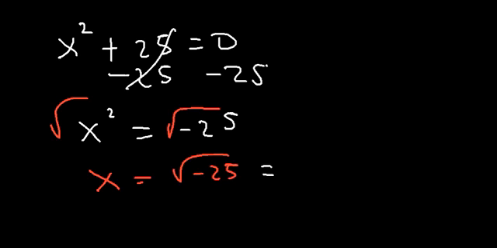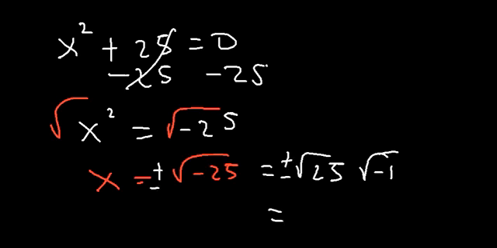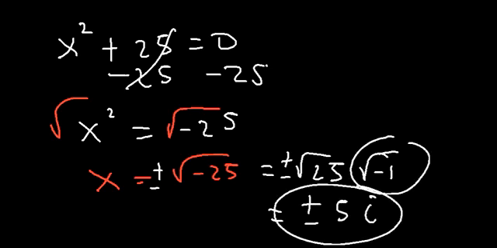Now square root of negative 25 is the same as root 25 times root negative 1, because 25 times negative 1 is negative 25. And you also get plus and minus, by the way. So the square root of 25 is 5, and the square root of negative 1 is i, so you get plus or minus 5i.